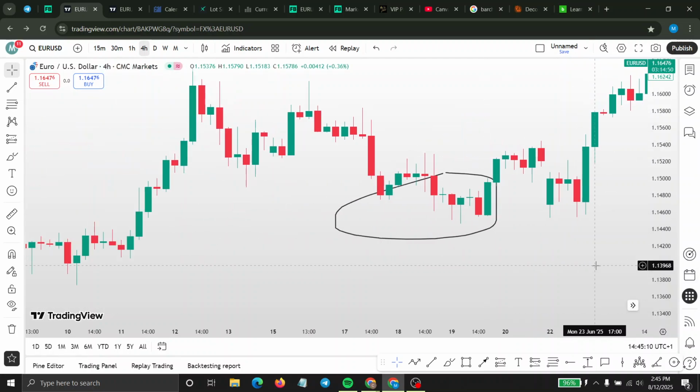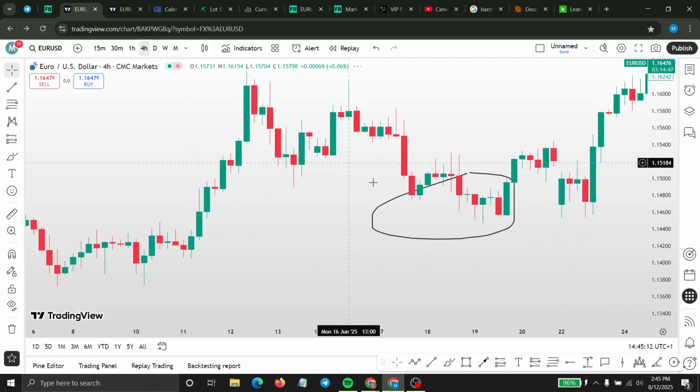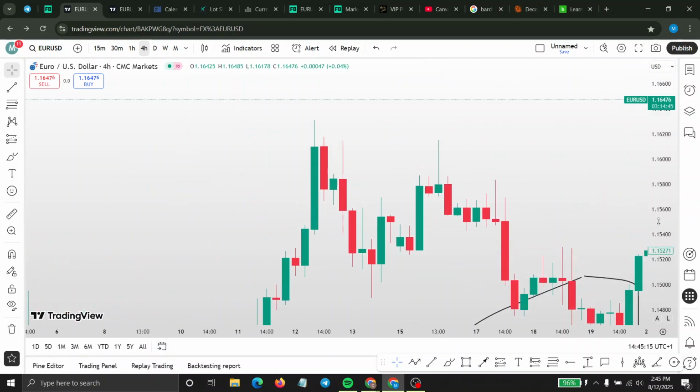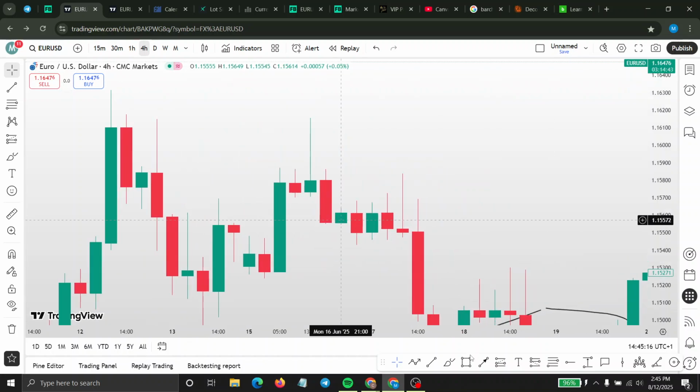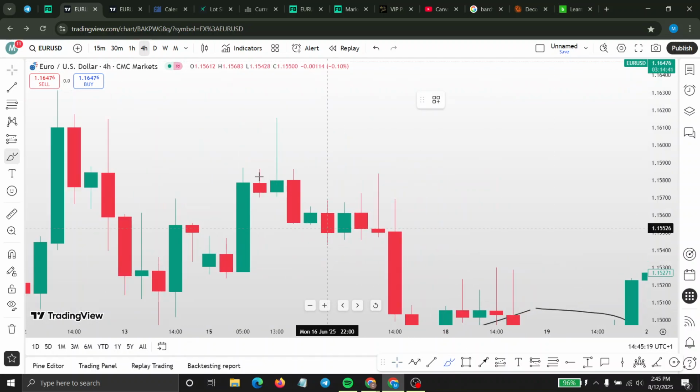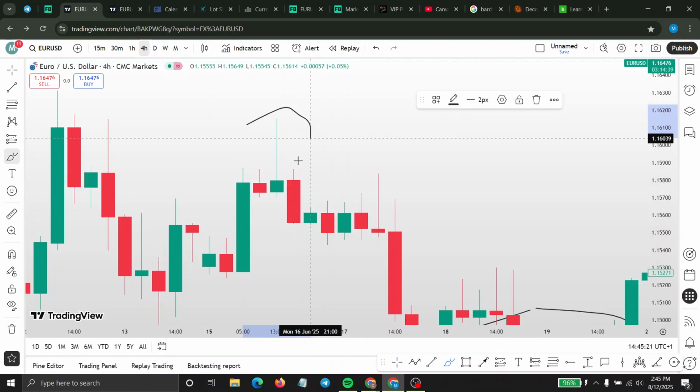So that's where we'll be stopping for today. You can see this is another one again. This one too, the color doesn't matter, just like we said. Can you see it? Yes, sir. You can see how huge the wicks are, and it closes bullish. It closes as a bullish candle.